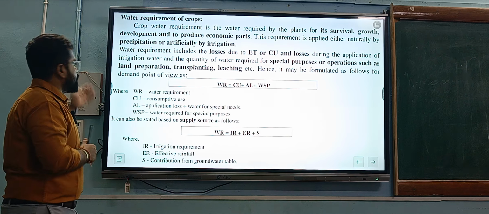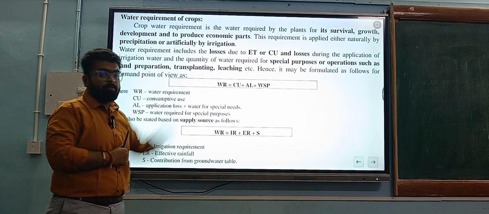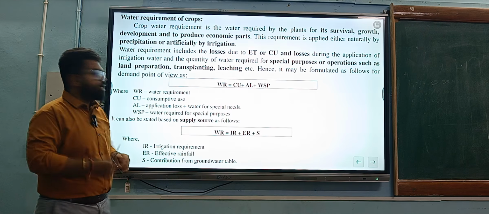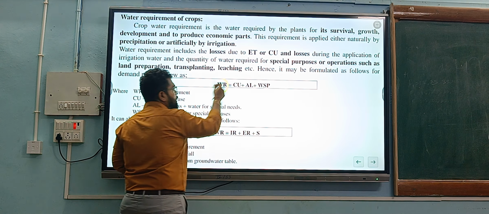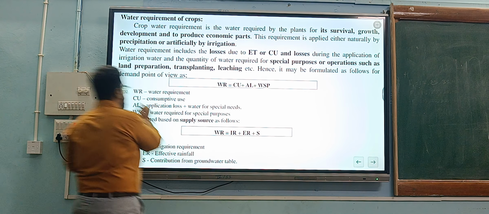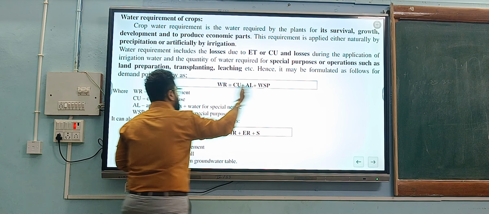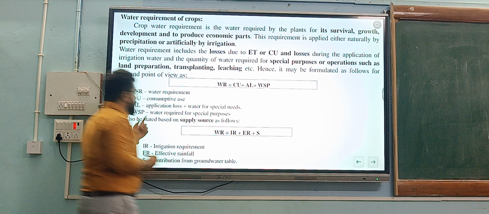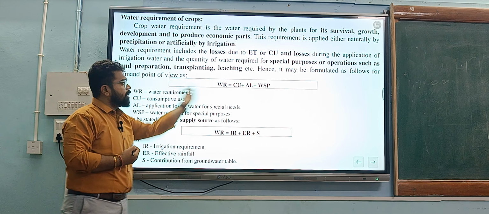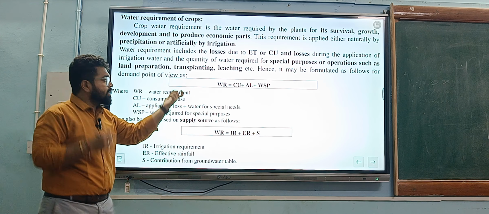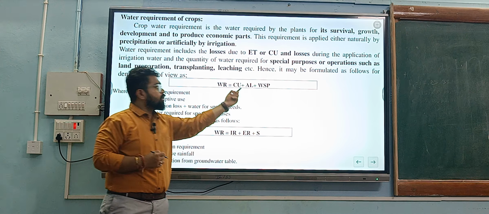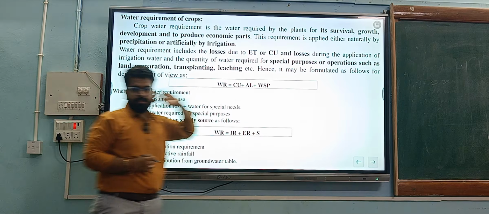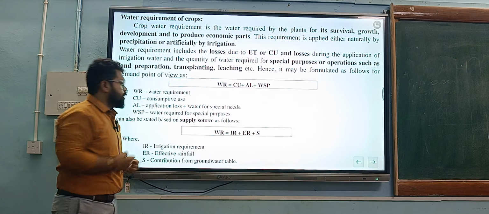And during the application of irrigation water, the quantity of water required for special operations such as land preparation, transplanting, and leaching. So in turn, we can say water requirement is equal to CU, the consumptive use, plus AL, the application losses, plus WSP, the water required for the special purpose. So water requirement of a crop is the water required to meet the consumptive use, the application losses, and the special purpose need. Combined, all this is the total water requirement of the crop.